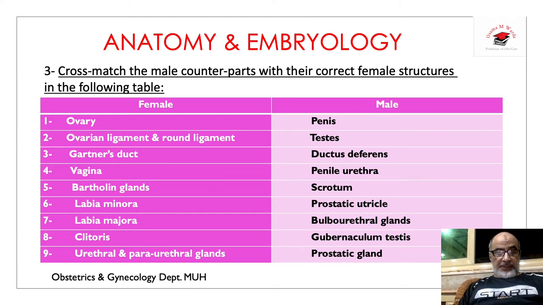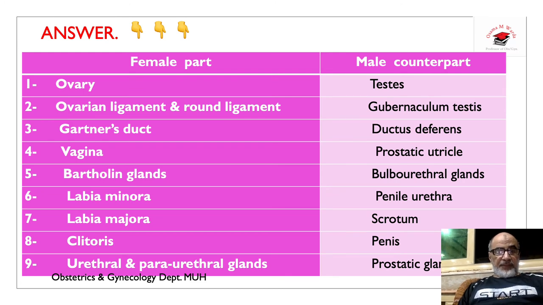The correct answer is here: the ovary counterpart is the testis. Ovarian ligament and round ligament are the gubernaculum testis. Gartner's duct is the ductus deferens. Vagina is the prostatic utricle. Bartholin gland, the bulbourethral gland of the male; the bulbourethral gland is the counterpart of the Bartholin gland. Labia minora is the penile urethra. Labia majora is the scrotum. Clitoris is the counterpart of the penis.